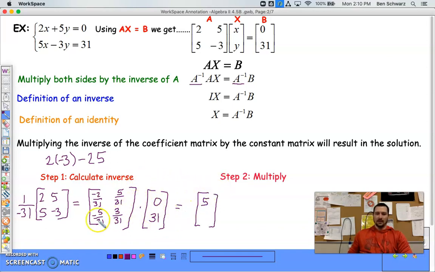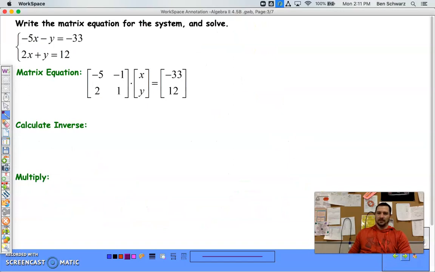And then to get the y, we take the second row times our column. Anything times 0 is 0. Then over 31 times 31, well, your 31s cancel and you're left with 3. So our answer is x equals 5 and y equals 3. So you find the inverse and you multiply it by the constant. We'll look at a few more examples.